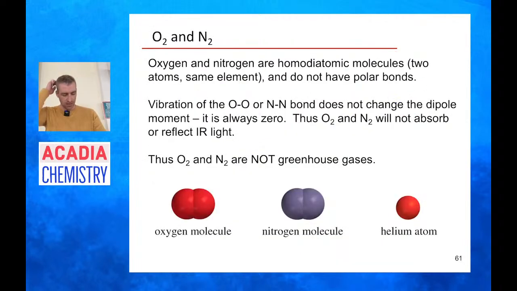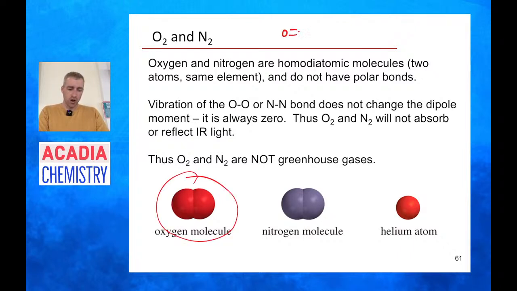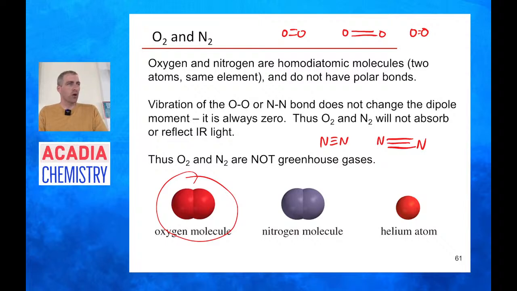In fact, molecules like oxygen can't, because oxygen is just O2, nonpolar. If you stretch it, it's still nonpolar. If you compress it, it's still nonpolar. It never has a stretching possibility that turns oxygen into a polar molecule. Same for nitrogen, right? You can stretch it out, you can vibrate it, but it's still nonpolar because the two atoms are always the same. You'll never have a polar bond. So oxygen is not a greenhouse gas.